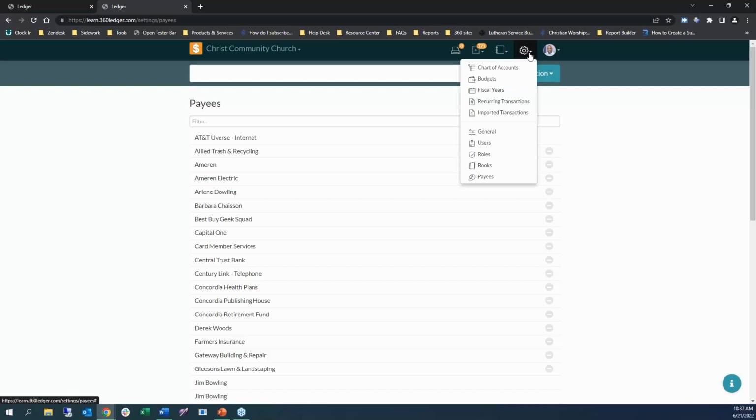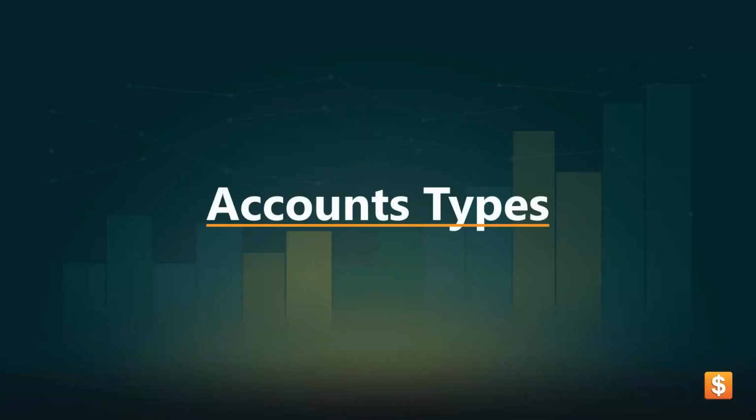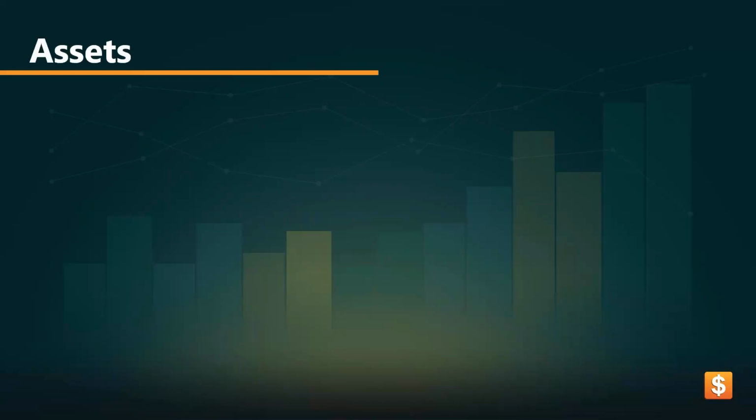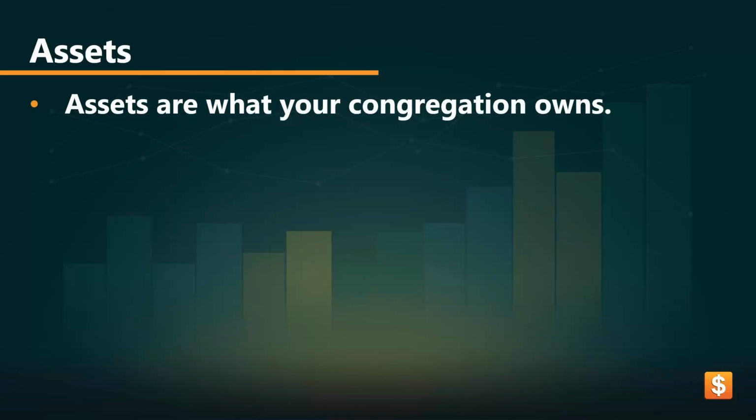So we have the general settings, we have our users, our books, and our vendors set up. Now we can actually start on our accounts. And I just wanted to go over our account types. So in Church360, our main source of money is going to be our assets. Basically, whatever our congregation owns. It includes your monetary current assets and your non-monetary fixed assets.